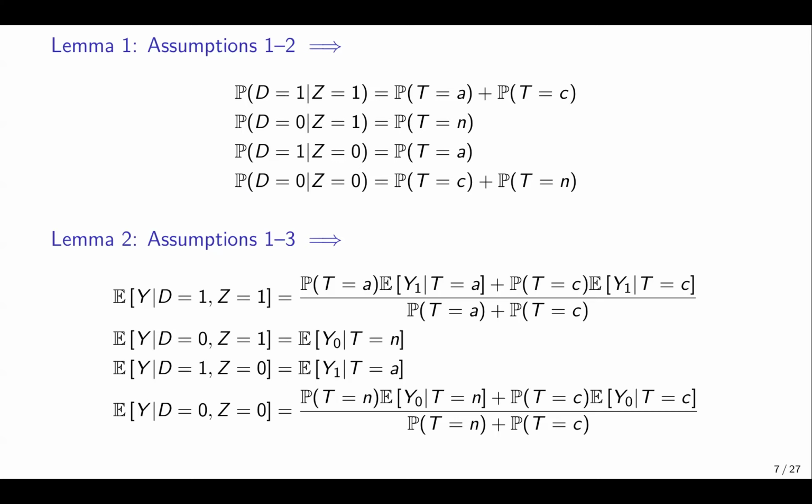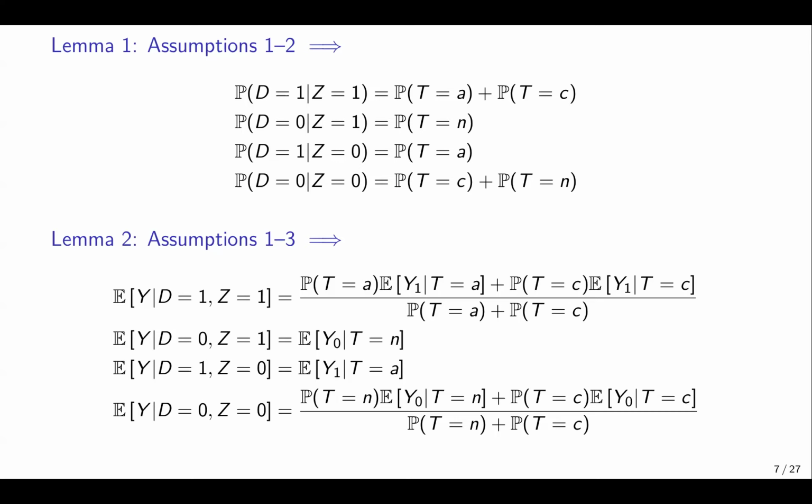The second lemma relies not just upon assumptions 1 and 2. Remember that 1 and 2 were unconfounded type and no defiers. The second lemma relies upon assumptions 1, 2, and 3, so it adds the mean exclusion restriction. I'm not going to read out all of these equations, but I would like to draw your attention to the two in the middle. So these two tell you that we can learn the average potential outcome of never takers when they are untreated. So we can learn the expected value of Y0 among never takers.